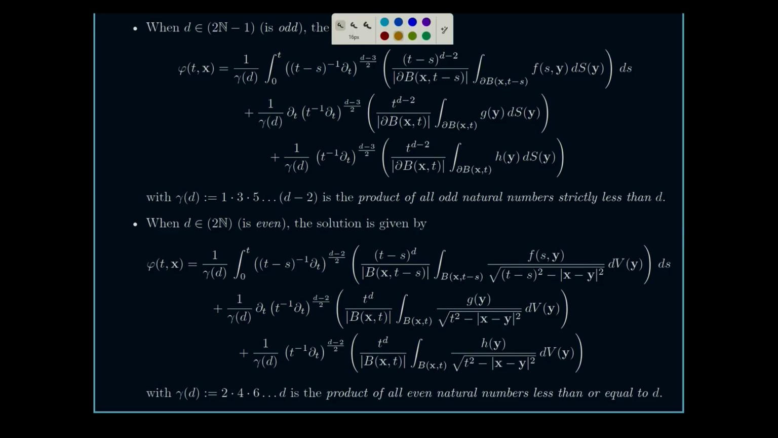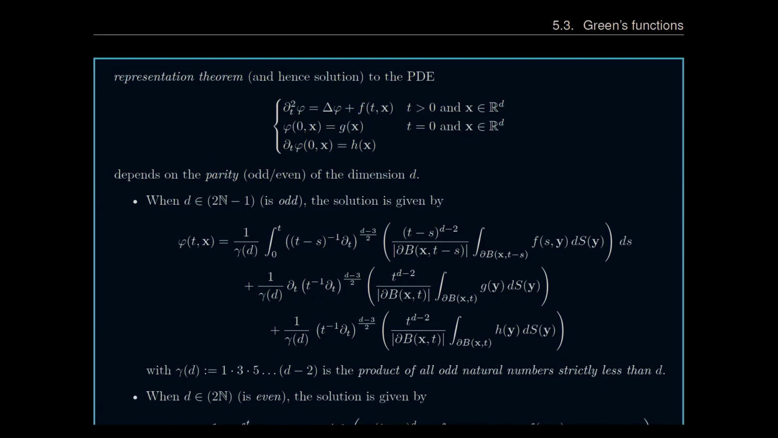So what's going on here? Why do I have so many of these? Well, it depends on the parity of the dimension. Parity, what I mean by that is odd versus even. So if my dimension is odd, that's going to be the top case here. So an odd dimension, my solution to this PDE, which is a fairly simple PDE, but the solution looks so bad.